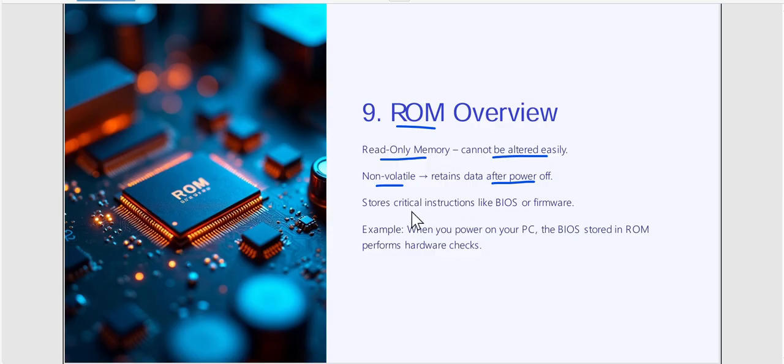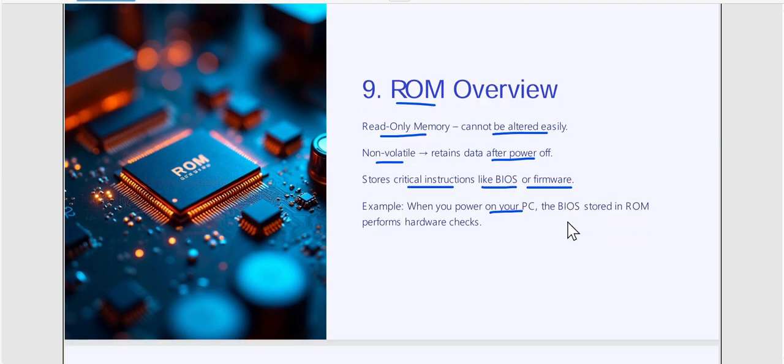So it stores the critical instructions, जैसे आपकी BIOS instructions होती हैं, ठीक है, basic input output system, और you can say the firmware instructions, ये सारी की सारी आपके पास ROM के अंदर स्टोर होंगी. जैसे एग्जांपल में कहते हैं, जैसे आप अपना सिस्टम ऑन करते हैं तो जो बायोस आपके सिस्टम के अंदर स्टोर हुआ होता है वो आपका रोम के अंदर स्टोर होता है, ठीक है.